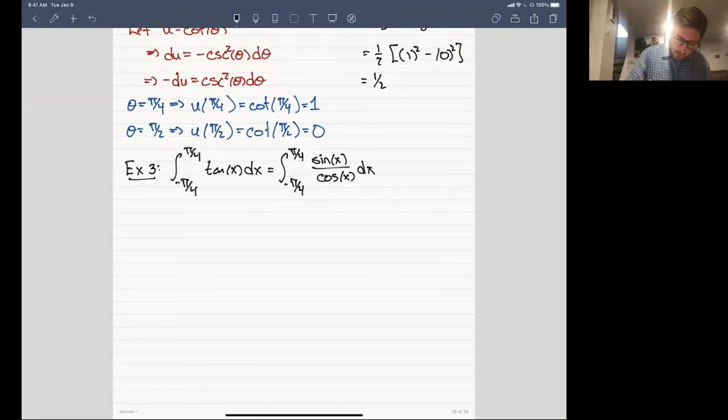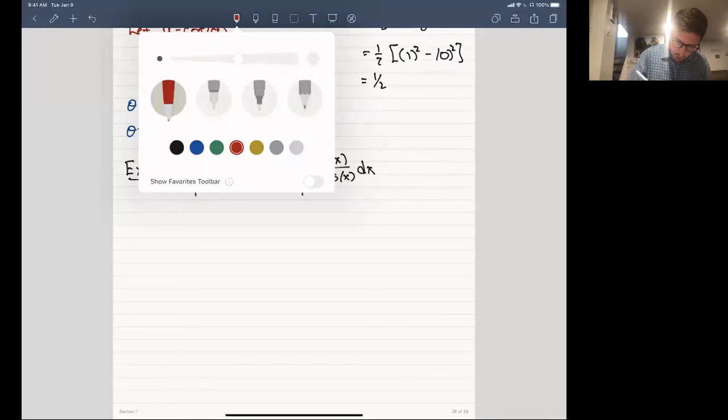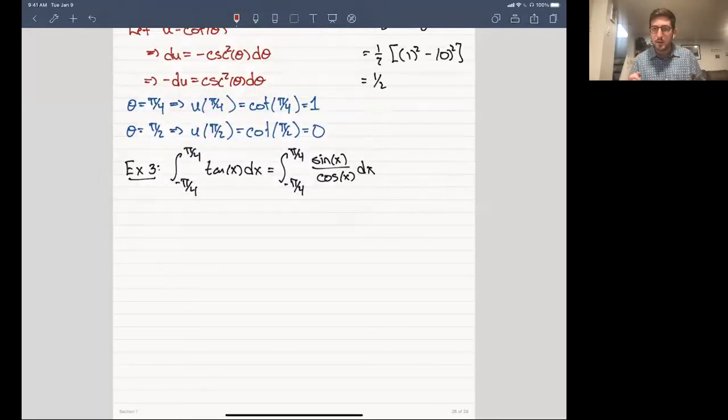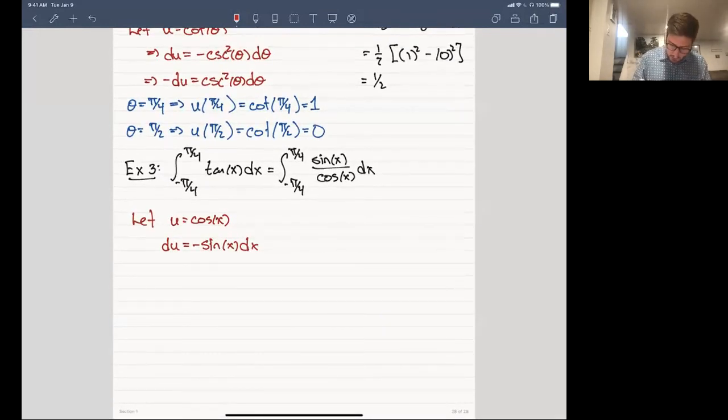And so I believe in the last lecture, I asked people to try this out on their own. I hope they did, but if not, I'm going to ruin a bit of the surprise for all of us. So I'm going to substitute for cosine of x. And so then I get du is equal to minus sine of x dx. Again, I've got the sine of x, I've got the dx. I just need to put the minus on the other side of this thing.